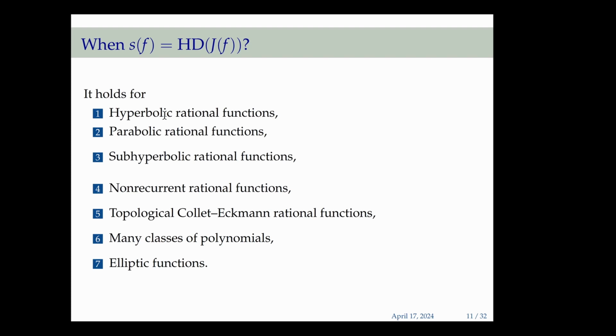you have some expanding along the orbit of critical values, or equivalently, if you take inverse pullbacks of sufficiently small balls, then the diameters decrease exponentially fast. There are many classes of polynomials, and also many classes of elliptic functions.